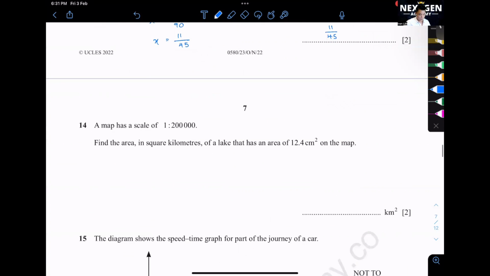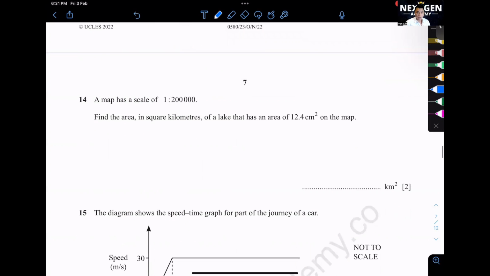Okay, next one. Scale. Specifically map scale. Map scale and similarity type of question. You're going to remember the formula that I taught you all. This one set of formulas can help you all solve many types of questions already, which is what? Length 1 over length 2 equals area 1 over area 2, which equals volume 1 over volume 2.